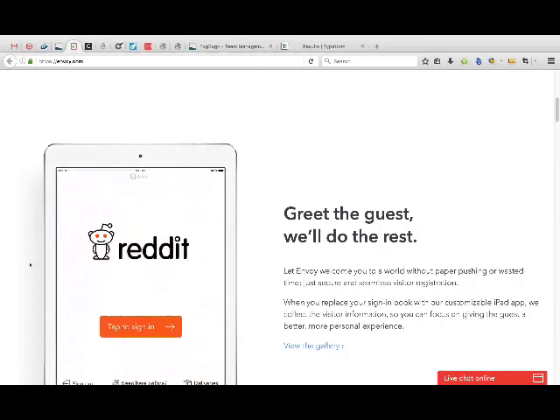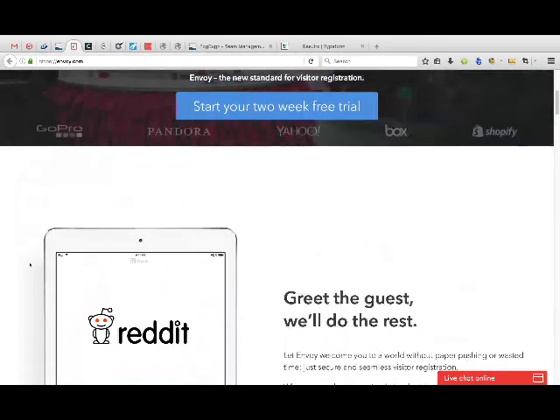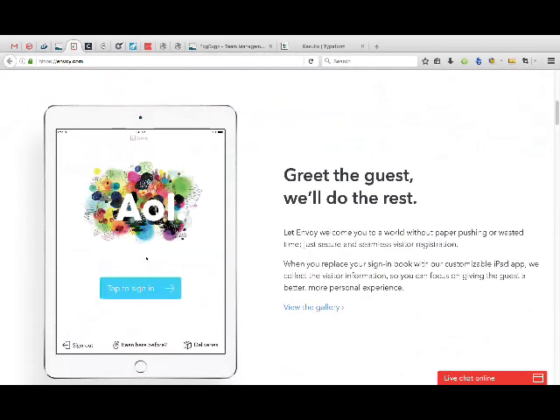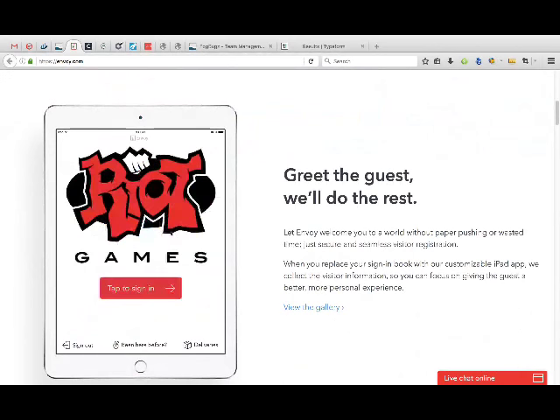This thing's so cool, I want to use this in my house. I think there are more logos here. There is Reddit. So basically everyone is using this thing.